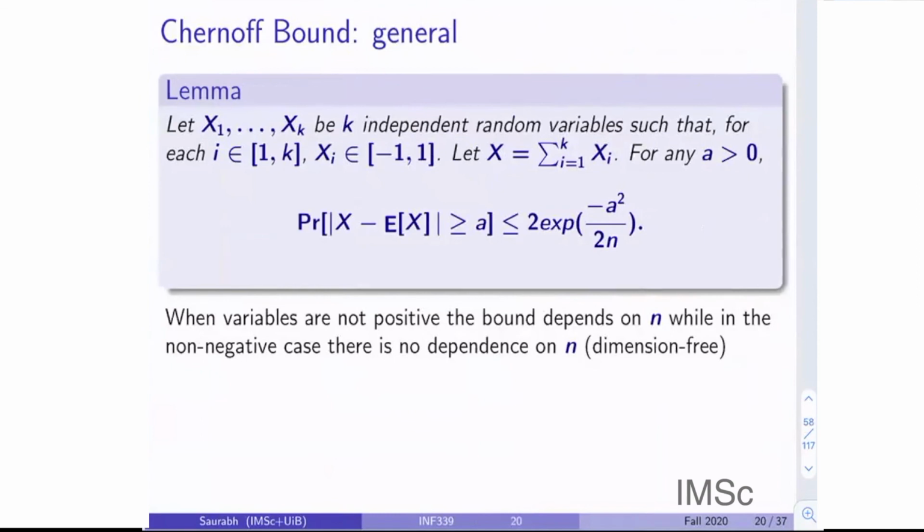Notice here I am not assuming that x is a non-negative integer random variable. So when variables are not positive, then bounds depend on n, while in the non-negative case there is no dependence on n. This is dimension free. So if your random variable can take negative values, then the kind of upper bounds you are able to prove on the tail probabilities is slightly weaker than when you have a positive random variable. Okay, and it's of this nature. Any question?